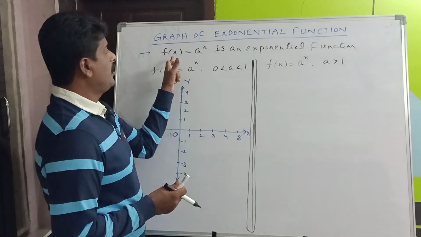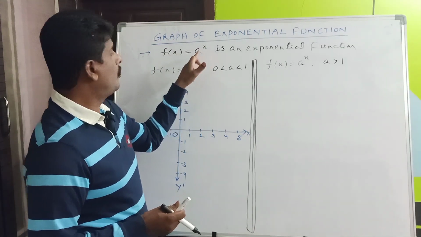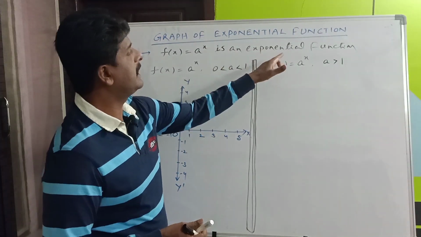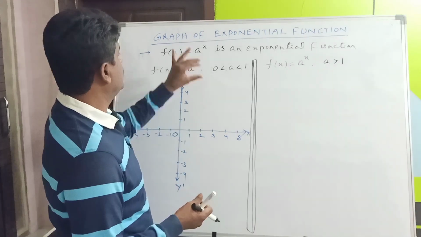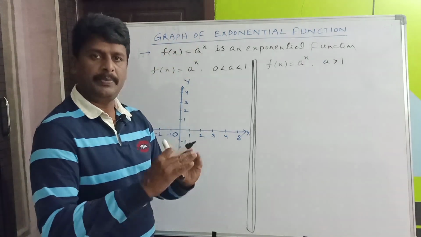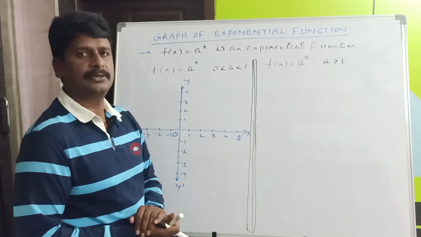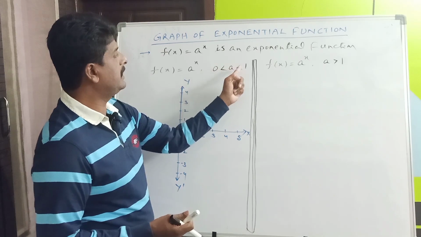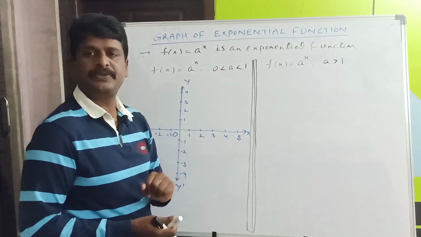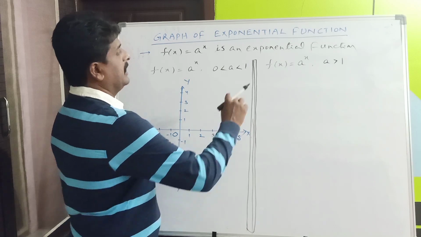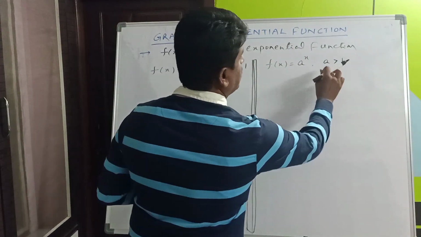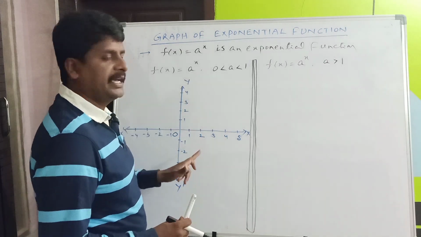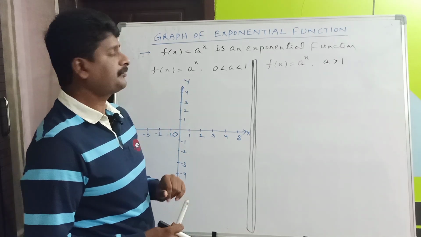Let's see. f(x) = a^x, where a is the base, is an exponential function. This exponential function is divided into two cases. The first is f(x) = a^x with 0 < a < 1, where the base lies between 0 and 1. The second is f(x) = a^x with a > 1. Of course, for the first case, let us draw the graph.